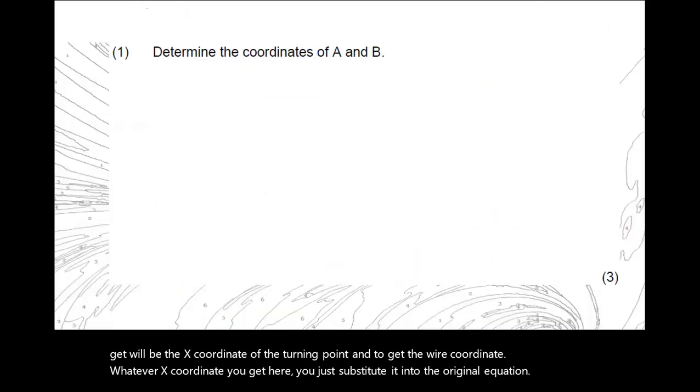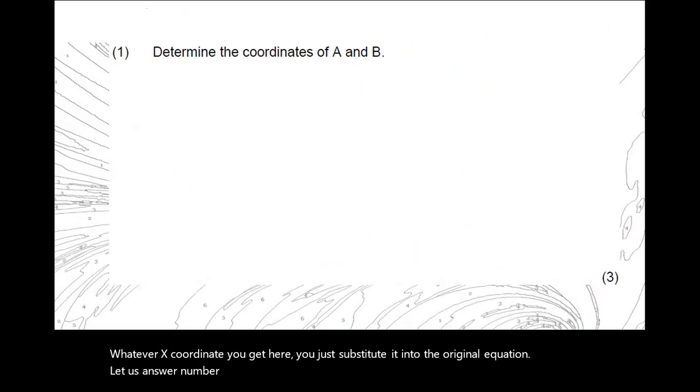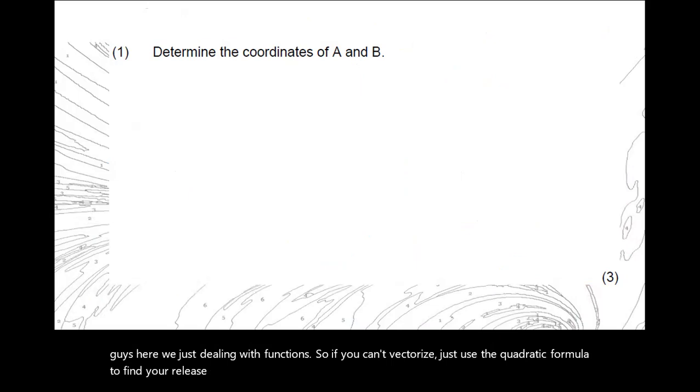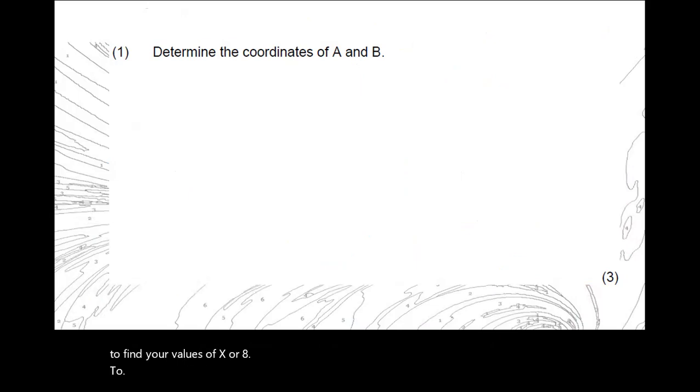Let us answer number one. Number one wants us to find the coordinates of A and B. Note that, guys, here we're just dealing with functions. So if you can't factorize, just use the quadratic formula to find your values of x, to make your life easy.